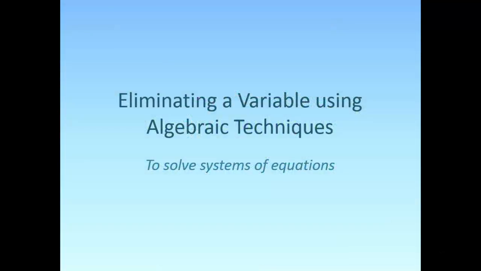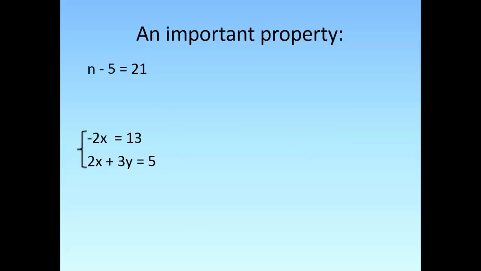Here's a new way to solve systems of equations. We're going to learn to eliminate one of the variables using algebra. An important property to remember is that we often add a number to both sides when solving. The reason we can do this is because of the addition property, which says if you add the same thing to both sides, the equation is still a true statement. And you can always do that.